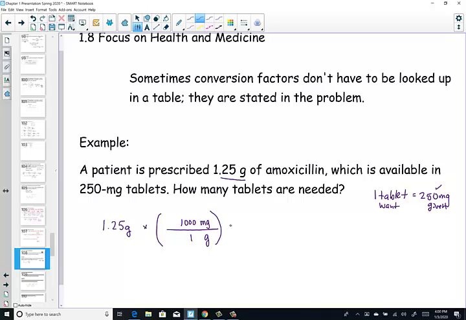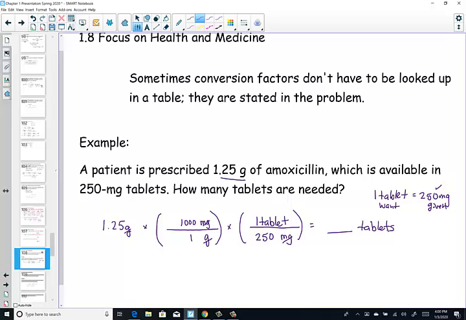Now what that does is to let me accomplish the cancellation of a milligram and bring me into a tablet. So in every one tablet, there's 250 milligrams. Now look what we've done. We've been able to cancel gram, we've been able to cancel milligram, and we get the number of tablets this patient will need for the prescribed amount of medicine.